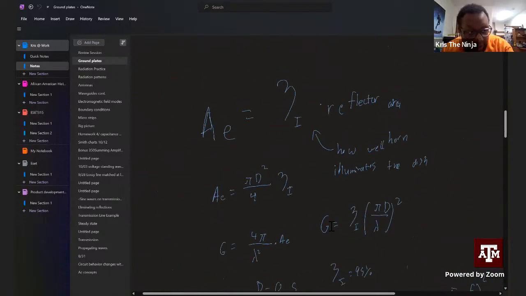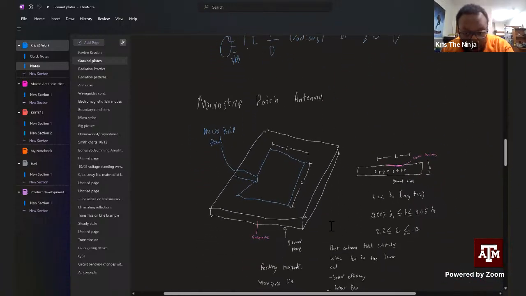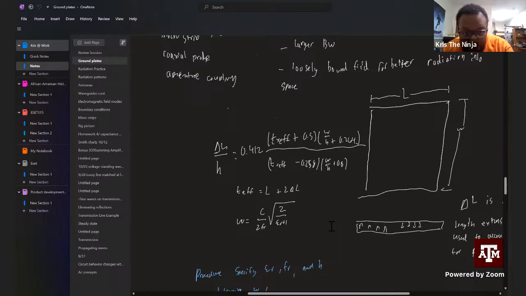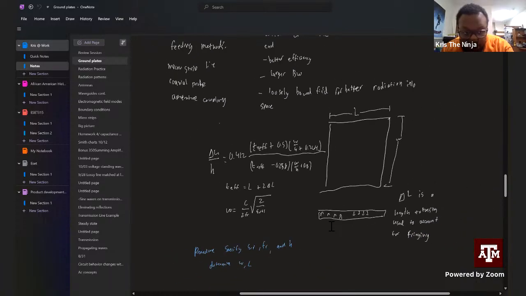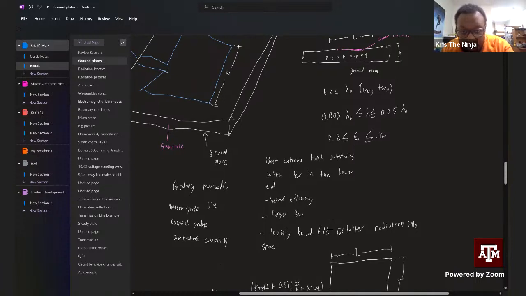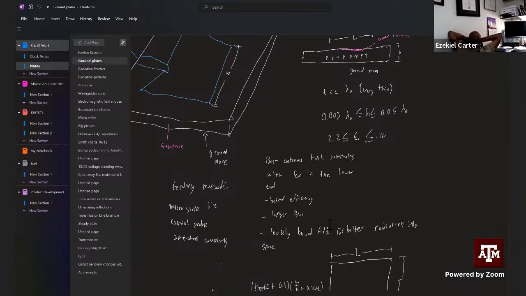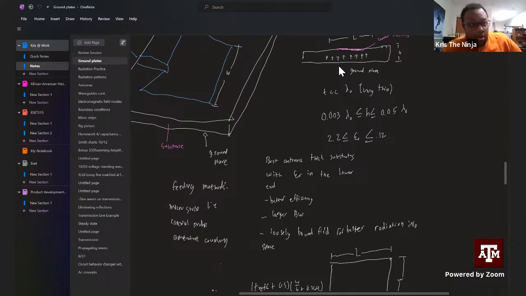So yeah, that's everything that we learned for the most part. Then we have the microstrip patch antenna. I believe that these equations will be given on the exam. But I don't want to overstimulate my mind. Trying to make sure I'm doing okay, trying to make sure I get enough rest and I don't end up cramming. So yeah, that's gonna do it for this episode of study session.